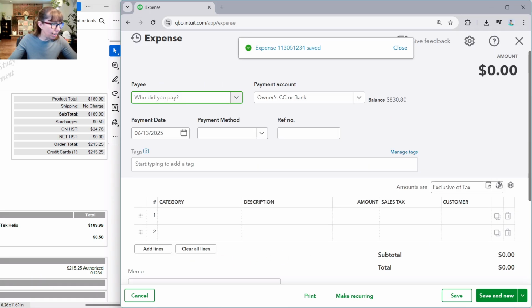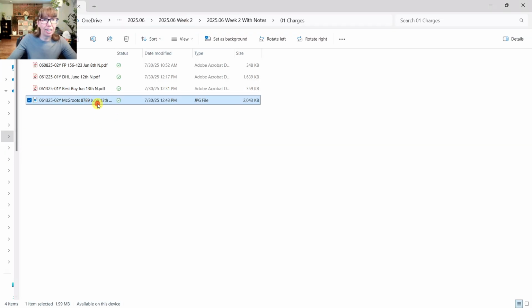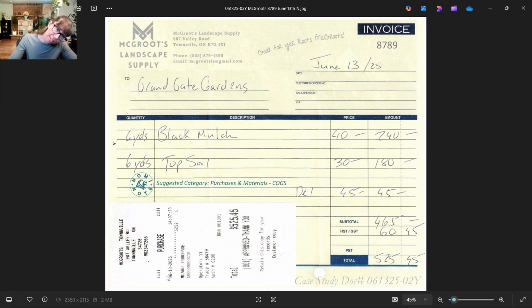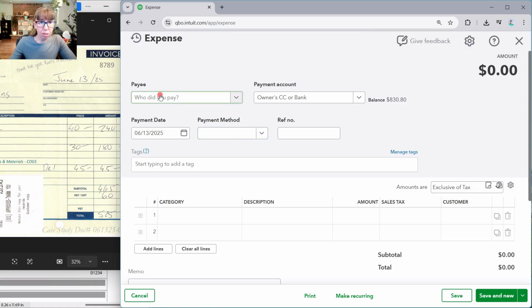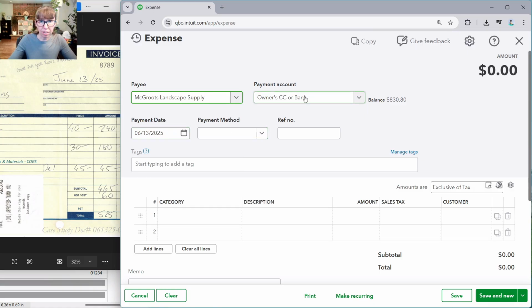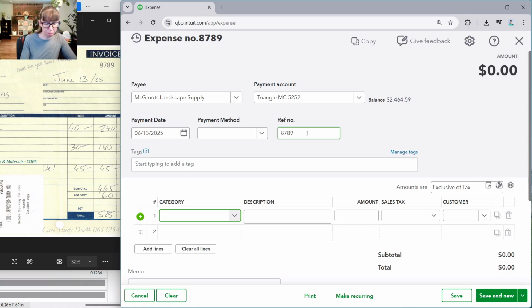Okay, let's see what is next in the charges folder. Here is that Mcgroots. Good for your roots, Mcgroots. And we can see that it is paid by MasterCard on the day of the invoice. So because of that, we can put this in as a charge. So let's go ahead. This is Mcgroots, and it was actually paid out of the triangle. And the date is June 13th. Reference number 8789. And the category is, let's see, purchases and materials, cost of goods sold.